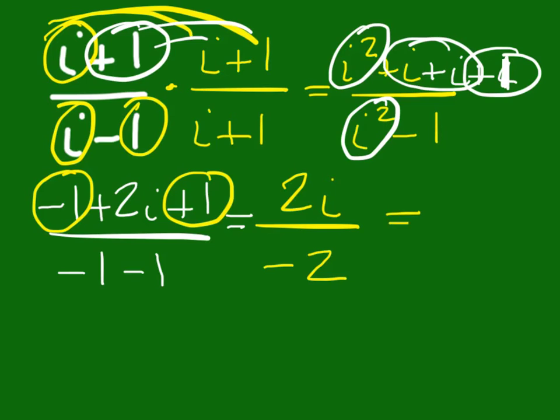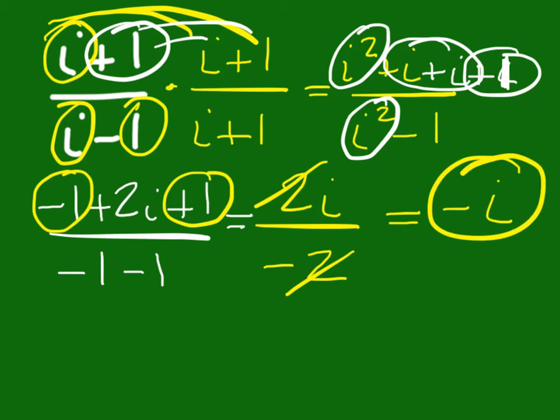Divide by that negative 2, and they just cancel out to negative 1, which leaves me with that negative I.